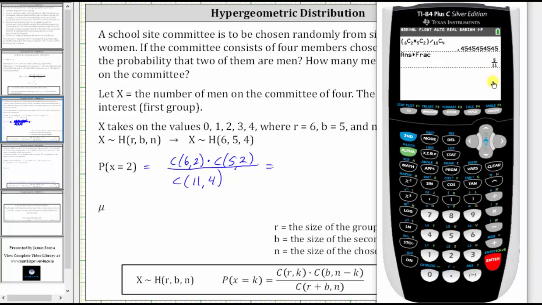to 4 decimal places, approximately 0.4545.